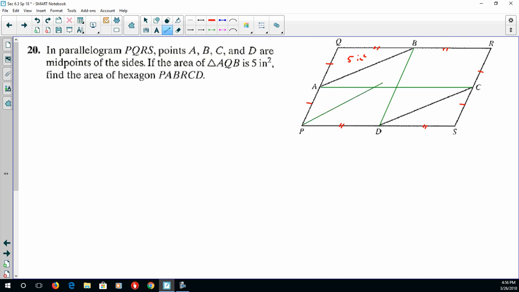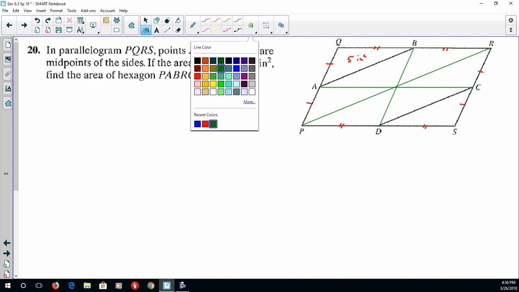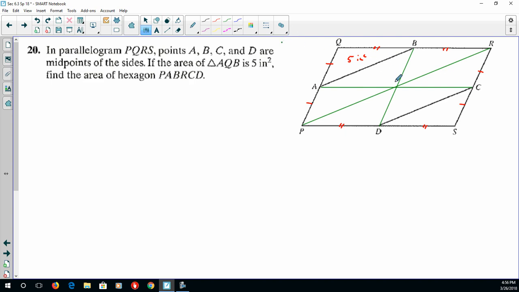What do we have here? We have a whole bunch of little triangles that are all the same size. They're all congruent to each other because I have angles. This angle and this angle are the same. These two sides are the same. Those are the same. Anyway, what I'm trying to say is all these little triangles are congruent to AQB, so they all have area 5. There's 6 of them, area 5, each, 30 square inches.